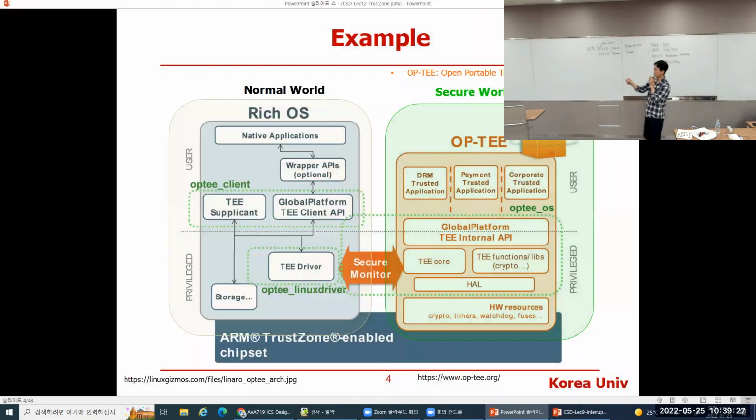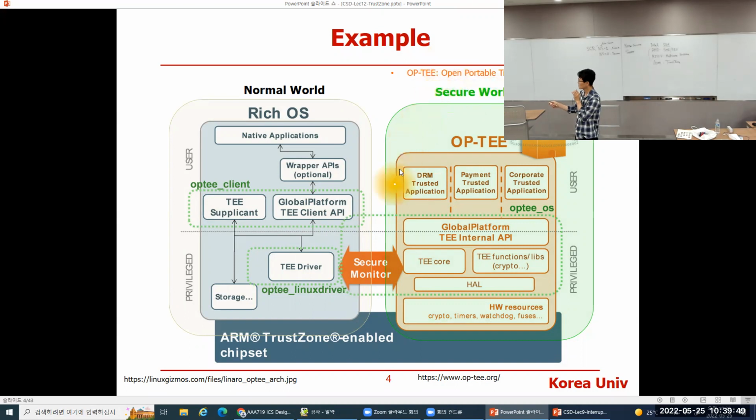So we have two different worlds, right? Normal world and secure world. You want to execute untrusted software in normal world, and you want to execute secure software, some security demanding application, that probably some company designs in-house, right?